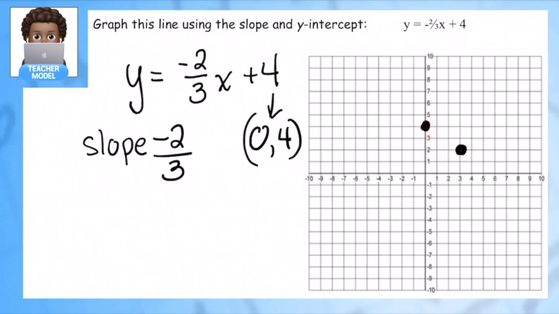And I can do the same thing again. Down 1, 2, and over 1, 2, 3. Even if I wanted to go the other way to the left, I would just do the opposite. Up 2, over 3. And all my points come together.